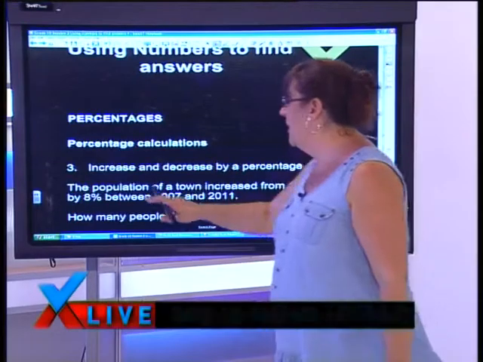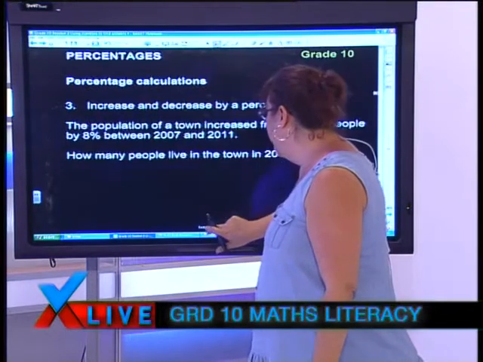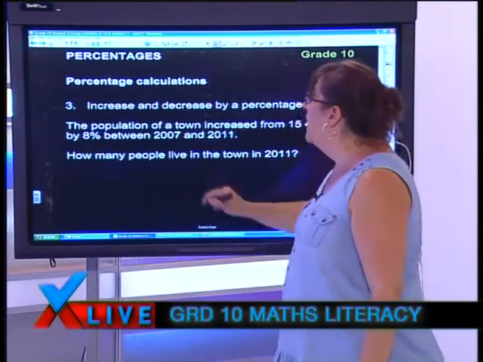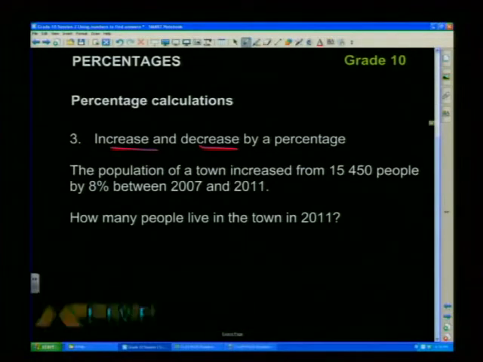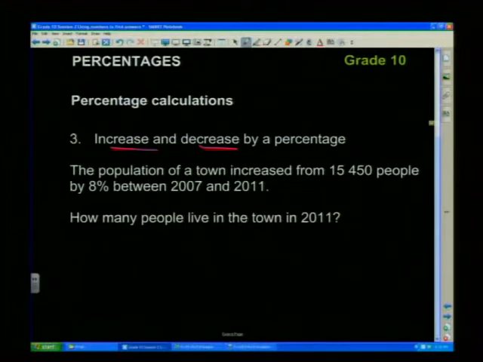Our next percentage calculation, and this one always comes up, is when we need to increase or decrease by a percentage. So I'm increasing something by a specific percent or decreasing it by a specific percent. Let's read the question. I'm going to do one at a time. The population of a town increased, so now we're dealing with increase, from 15,450 people by 8% between 2007 and 2011.